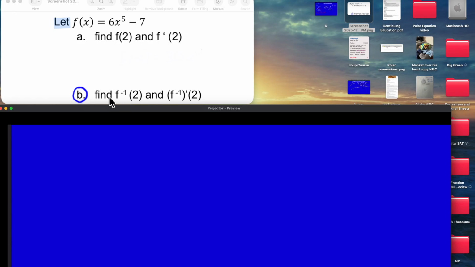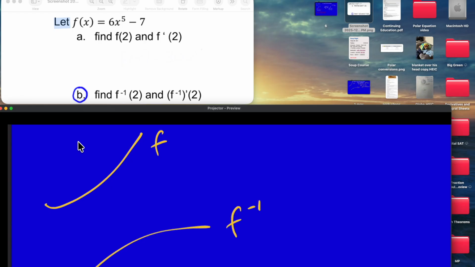Okay, so there's two ways to get f inverse of 2. We could find the inverse and then plug in 2, but sometimes we're going to get very difficult problems to find the inverse. So we're going to do it a different way. So here's our two functions. We have our function f here, and we have the inverse function here. Now I'm going to call this g. Actually, I'm going to call it h. That's our inverse function right there.